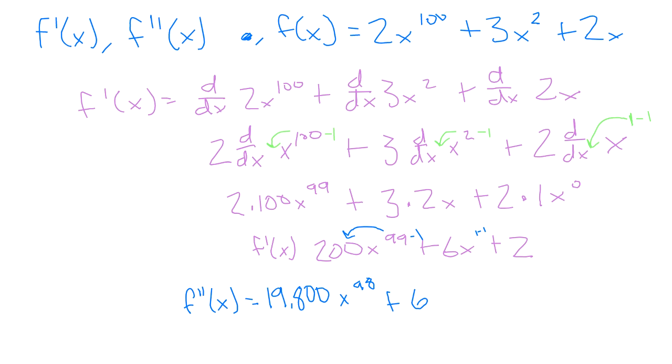And if we take the derivative of our constant 2, that's just going to be 0. So we can just say our final f double prime is going to be this 19,800 x to the 98th plus 6.